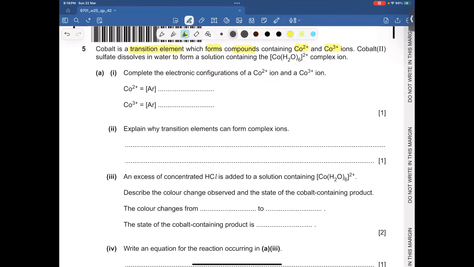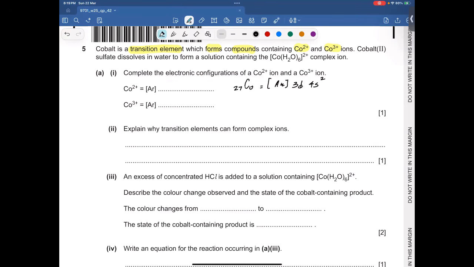By the way, cobalt has an atomic number of 27, and its electronic configuration is argon, 3d, and 4s.